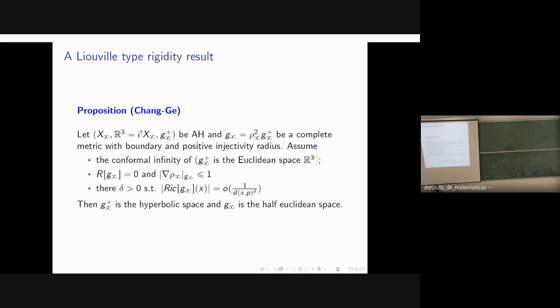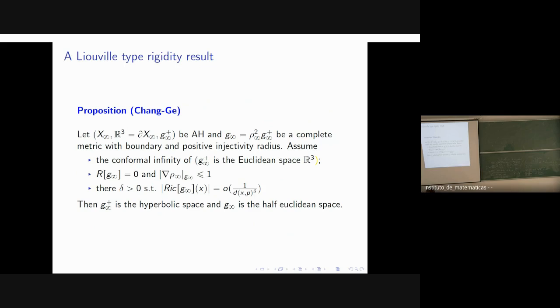So suppose we have a certain space whose conformal infinity is S3, and it's asymptotically hyperbolic. And suppose we have a complete metric there, which is my limiting metric G infinity, and which is conformal to this metric, G infinity plus, which we know is Einstein. And then we also know it has positive injectivity radius. There's a technical detail: the injectivity radius has both interior and boundary injectivity radius lower bounds.